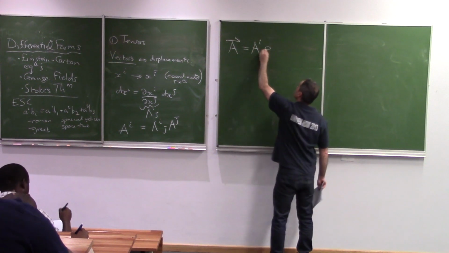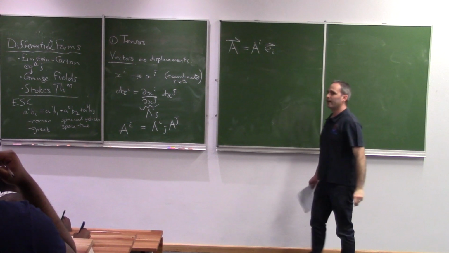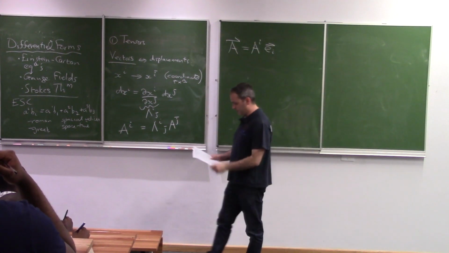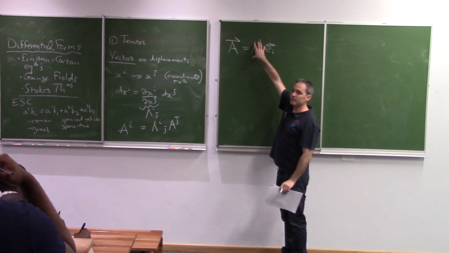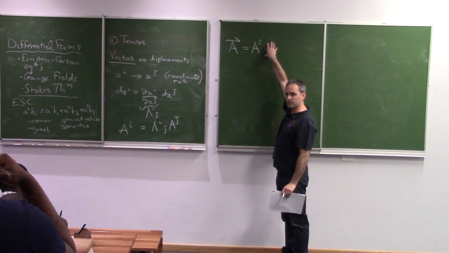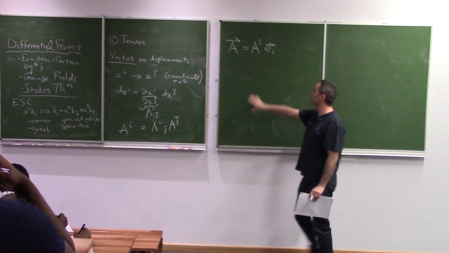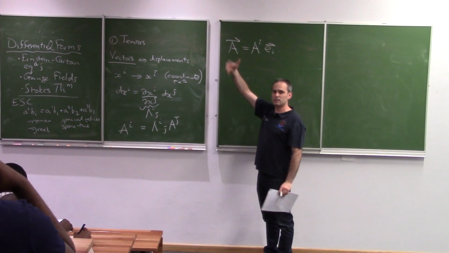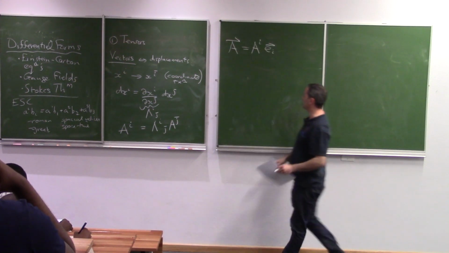I will write my vector like that. So that's the components of the vector, and those are the basis vectors in a particular coordinate system. And I've told you how these components transform, but I'd like to know how the basis vectors transform. The basis vectors don't transform in exactly the same way, because this object, the vector, shouldn't depend on what basis vectors I use. It should be independent of that.